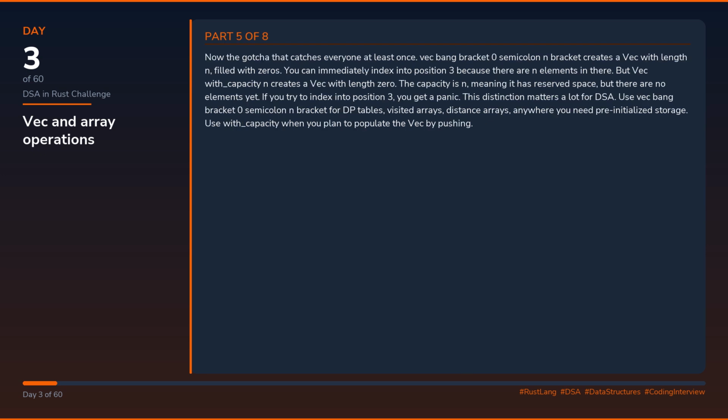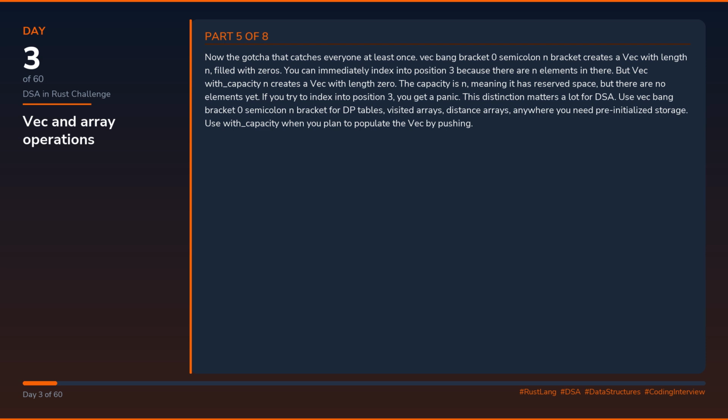Now the gotcha that catches everyone at least once. vec![0; n] creates a Vec with length n, filled with zeros. You can immediately index into position 3 because there are n elements in there. But Vec::with_capacity(n) creates a Vec with length 0. The capacity is n, meaning it has reserved space, but there are no elements yet. If you try to index into position 3, you get a panic. This distinction matters a lot for DSA.